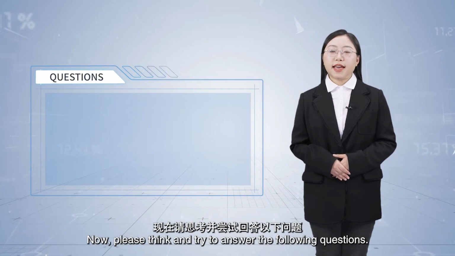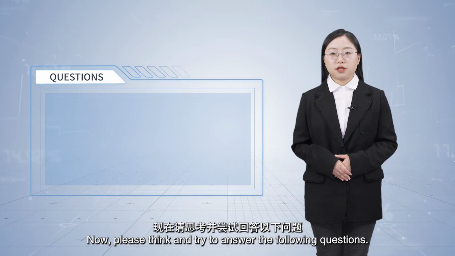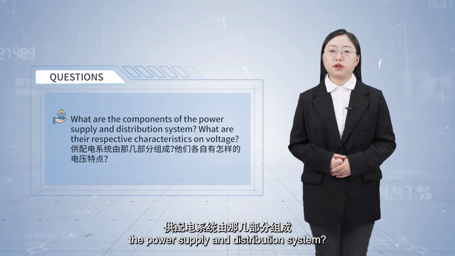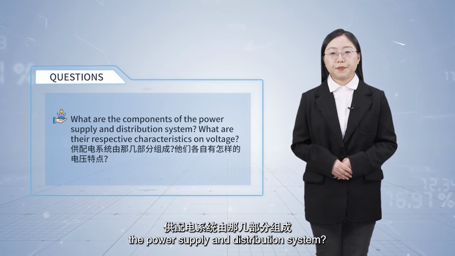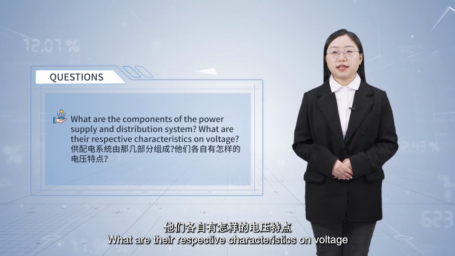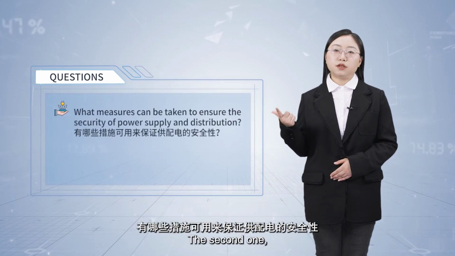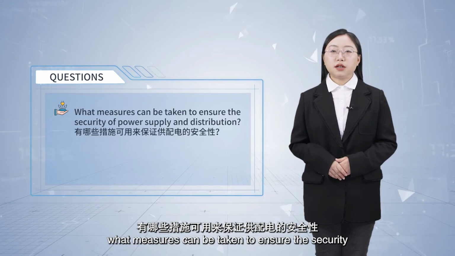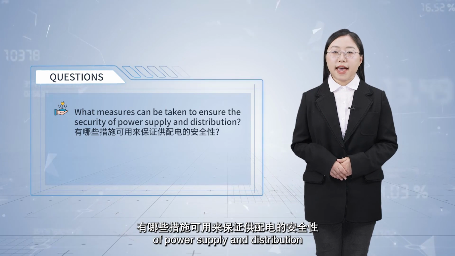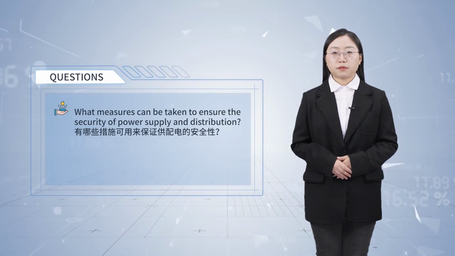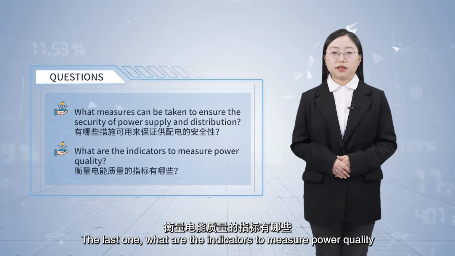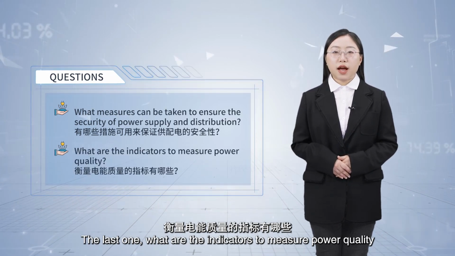Now, please think and try to answer the following questions. The first one, what are the components of the power supply and distribution system? What are their respective characteristics on voltage? The second one, what measure can be taken to ensure the security of power supply and distribution? The last one, what are the indicators to measure power quality?